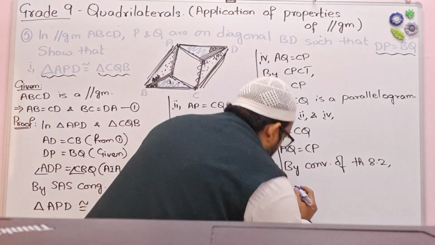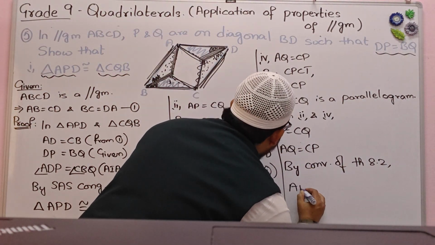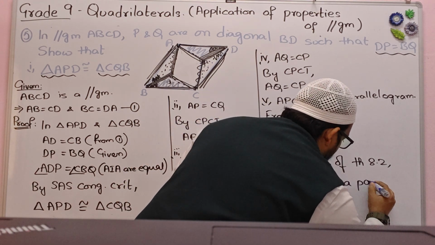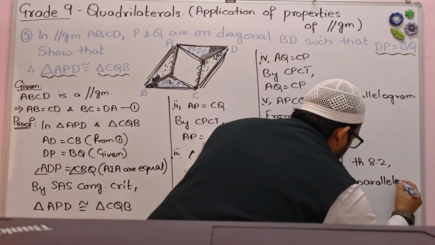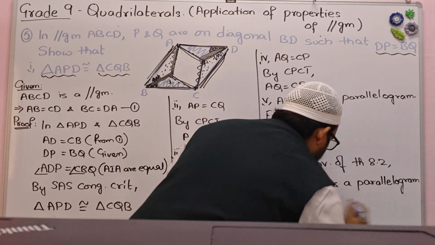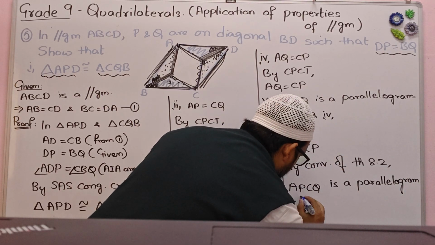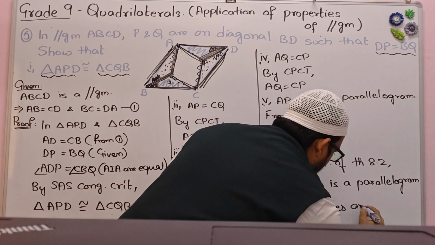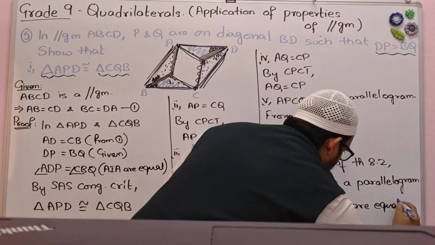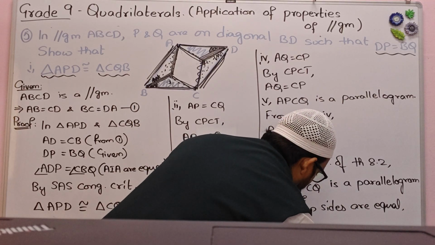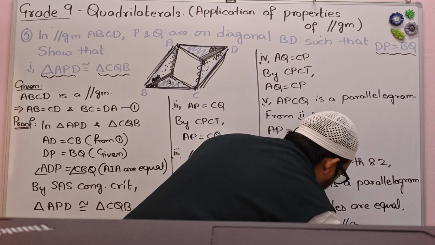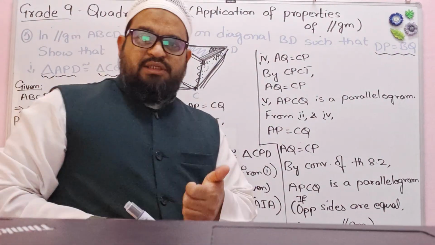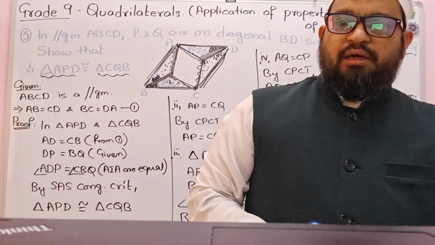So APCQ is a parallelogram. What is the reason? Since opposite sides are equal, it is a parallelogram. Understood, my dear students? See, try to understand what is given and what to find.